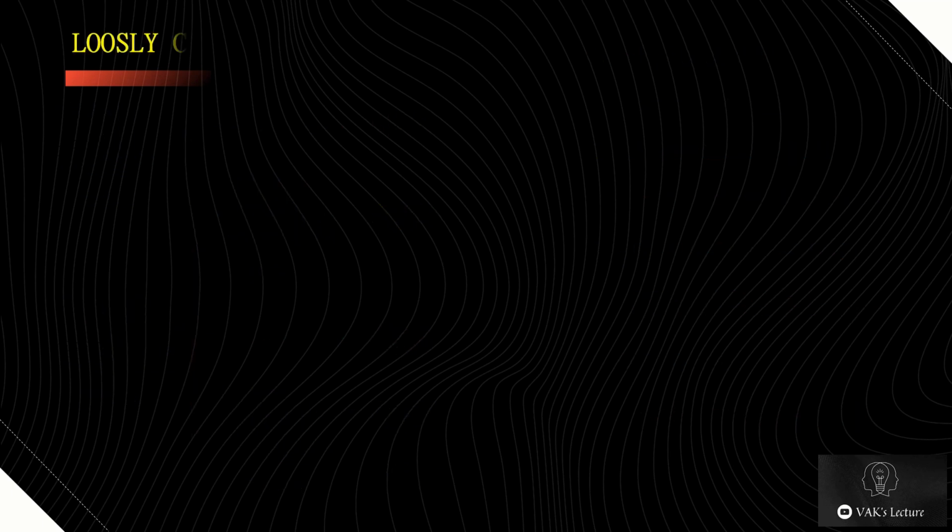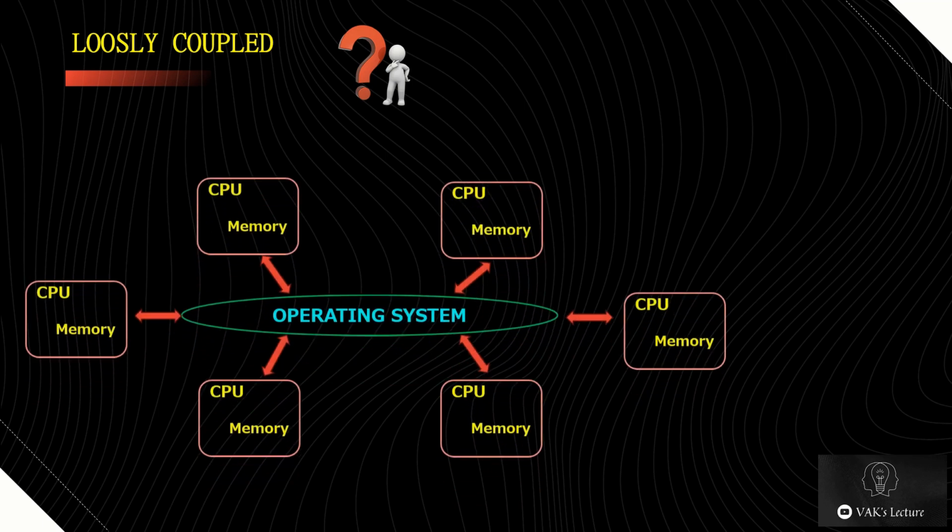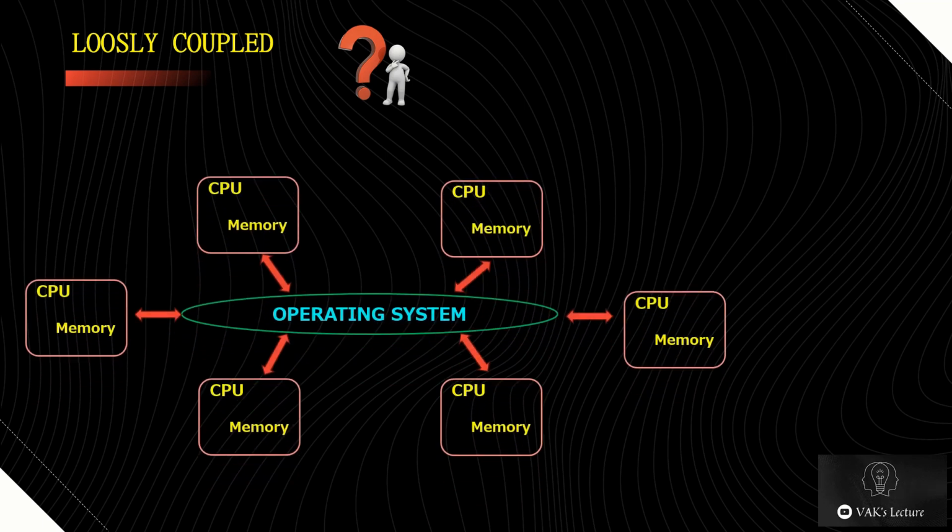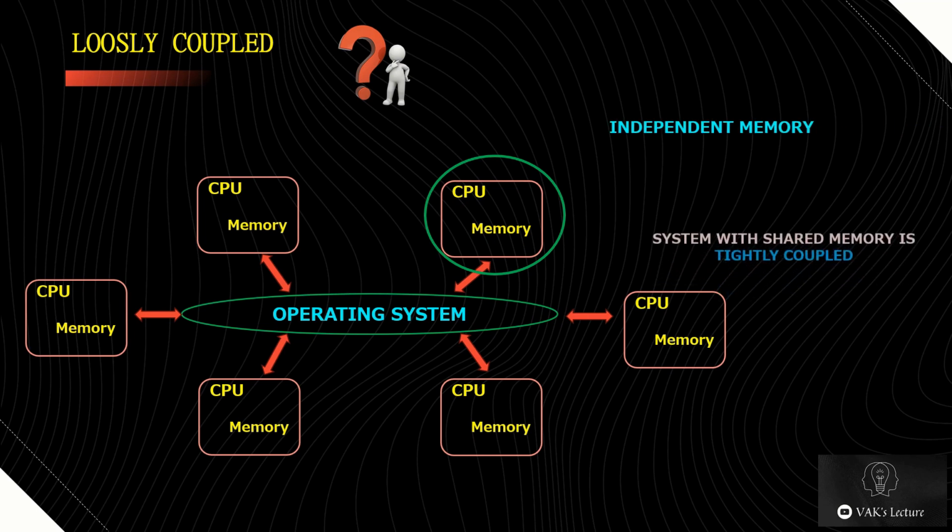Distributed operating system is loosely coupled. What is loosely coupled? The individual nodes in the system don't share the memory. Every node has its independent memory. And the system which shares the memory is called a tightly coupled system.